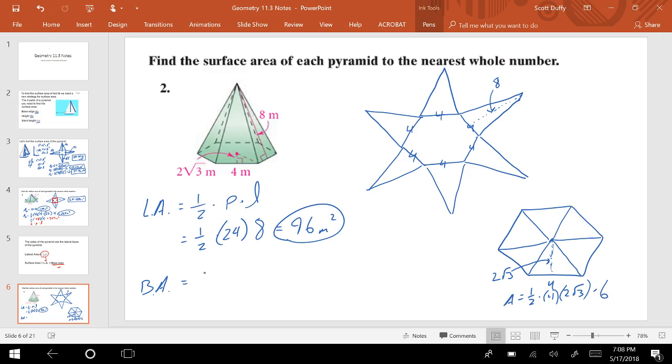So our base area is equal to 1/2 times 4 times 2 times the square root of 3 times the 6 triangles that fit inside. What I'm going to do is multiply everything that isn't underneath a square root. So 1/2 times 4 times 2 times 6.